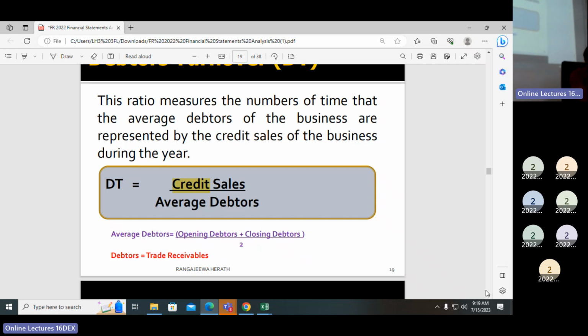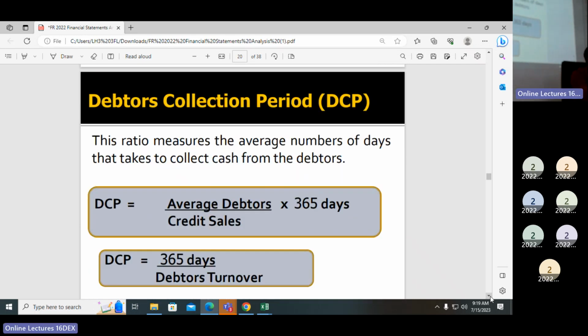Just like the inventory turnover, which we looked at the other way as the inventory resident period, the other way of looking at debtors turnover is the debtors collection period. How long will it take to collect cash from debtors? It is the average number of days it takes to collect cash from debtors. We can rearrange the formula: average debtors divided by credit sales, multiplied by 365 days. For the simple scenario, you take 365 days and divide by the already calculated debtors turnover.